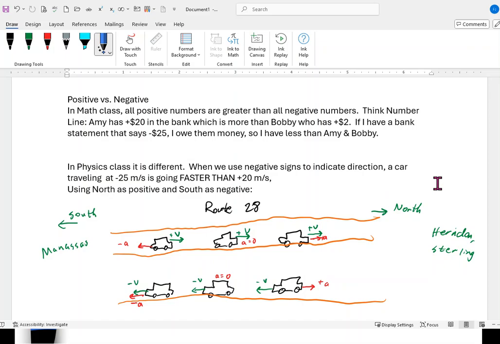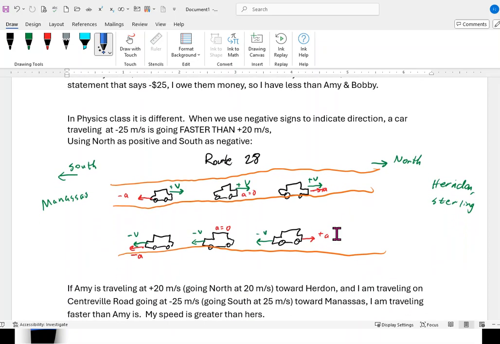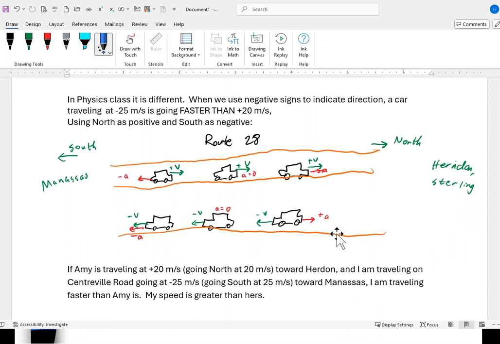If we're saying that I'm going positive 20 meters per second, or miles per hour, it doesn't really matter, and someone else is going south at 25 meters per second, we're going to treat that as negative, right? You say, yeah, sure, okay, fine. So positive 20 versus negative 25, what I'm getting at is the person going at negative 25 meters per second, we can all agree, is going faster than the person going at positive 20 meters per second.